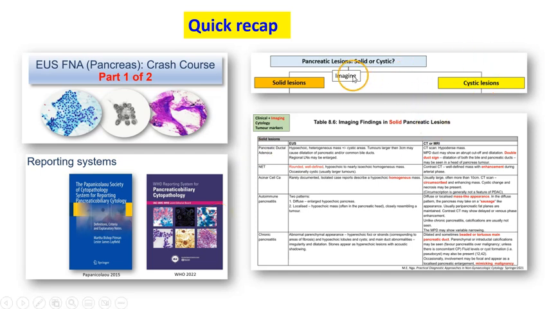We also looked at the most important initial question to ask when dealing with FNA of pancreatic lesions, and that is, are we dealing with a solid or a cystic lesion? So we then looked at some of the differential diagnoses in solid versus cystic lesions, and I also provided a brief overview on some of the main imaging findings, both on endoscopic ultrasound as well as CT or MRI, of common and important solid pancreatic lesions.